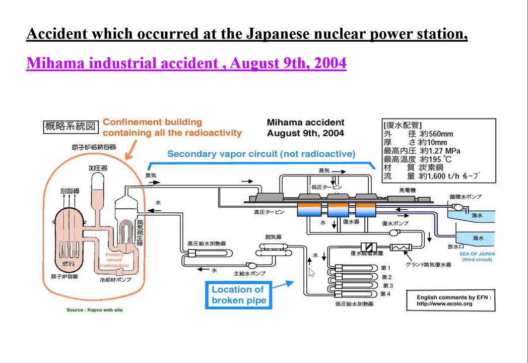This is in the secondary circuit, the secondary vapor circuit. Fortunately, it was not the radioactive circuit. Otherwise, the problem would have had a very high consequence. But fortunately, it is not in the radioactive system. It happens after the heat exchanger and before the steam boiler. And the rupture here, actually, that power station was established.